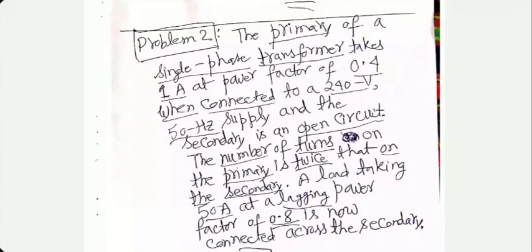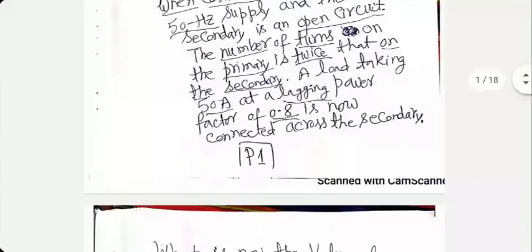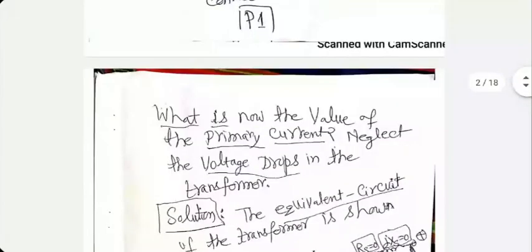In the second part, we connect a load to the secondary, which carries 50 ampere current at a lagging power factor of 0.8. Okay. There are two different scenarios here. So they are asking in the second case, what will be the primary current?